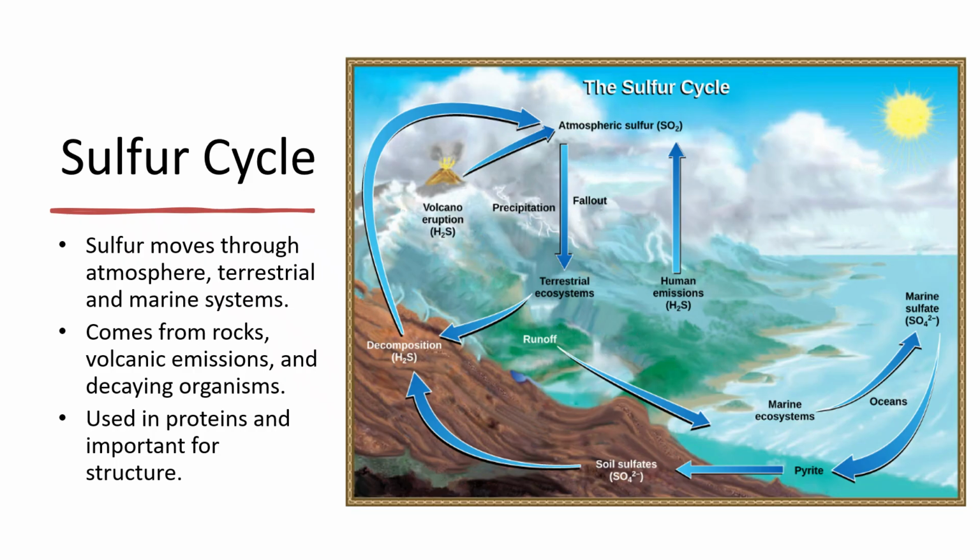Finally, sulfur moves between the atmosphere, land, and oceans. It comes from rocks, volcanic emissions, and decaying organisms, and is important for certain amino acids in proteins.